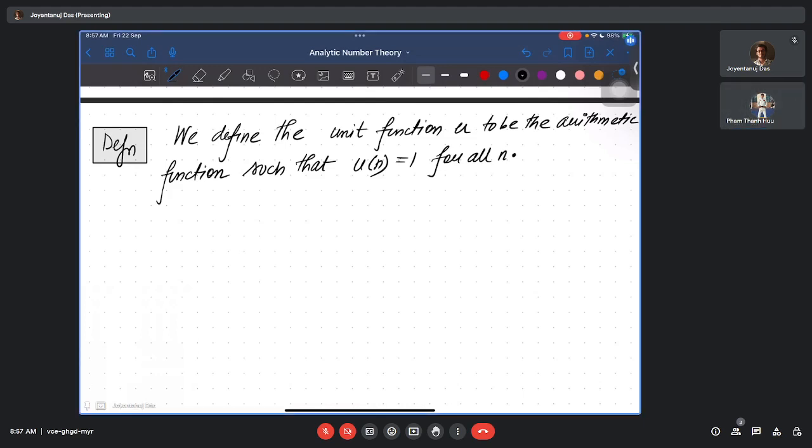So that is our unit function. This is different from the identity function. The unit function is one for all values of n, but the identity function is only one at n equals 1. Other places it is zero, right?